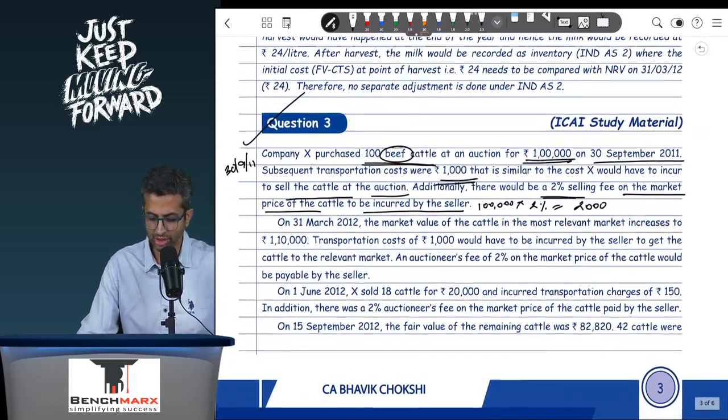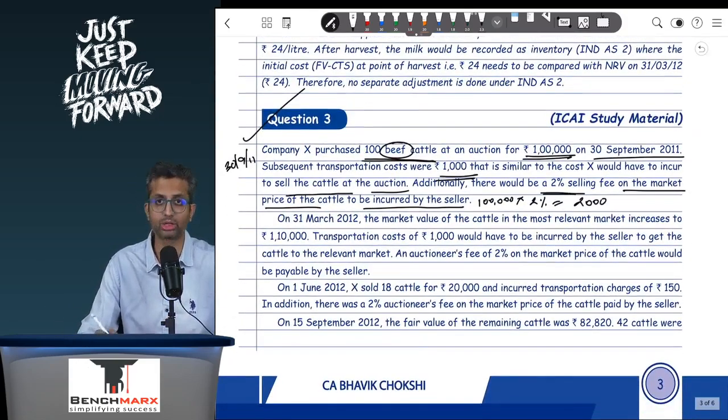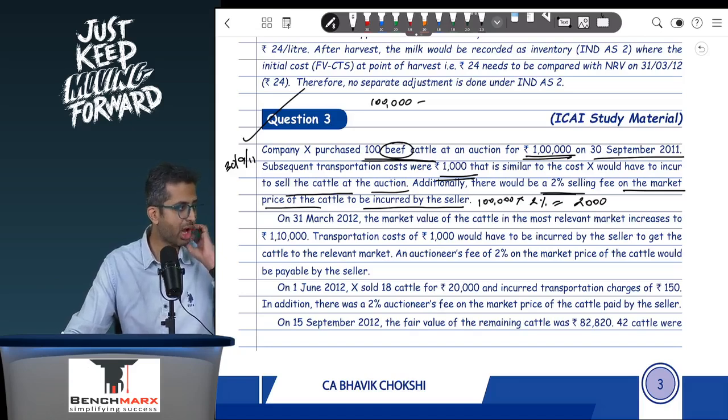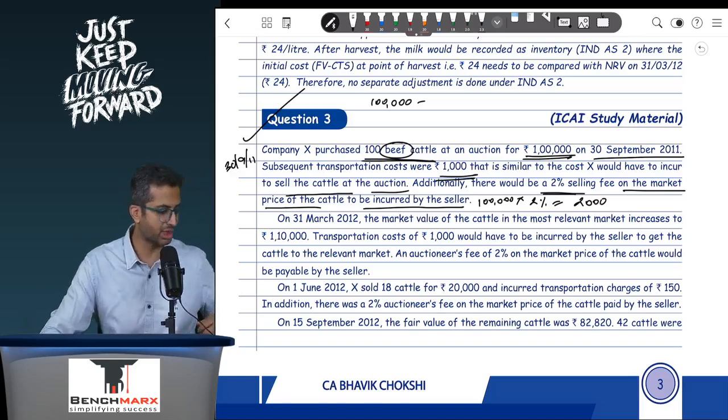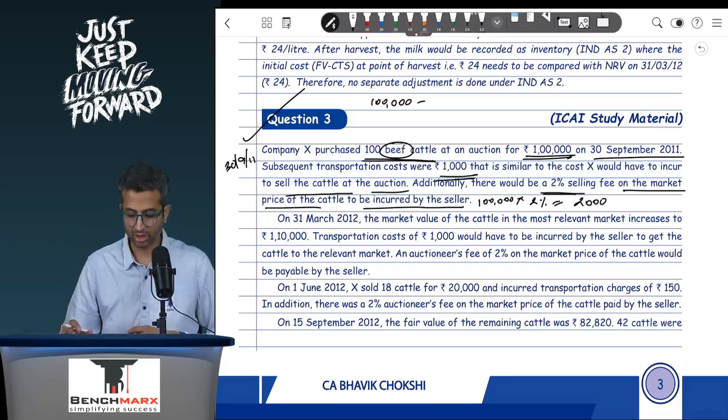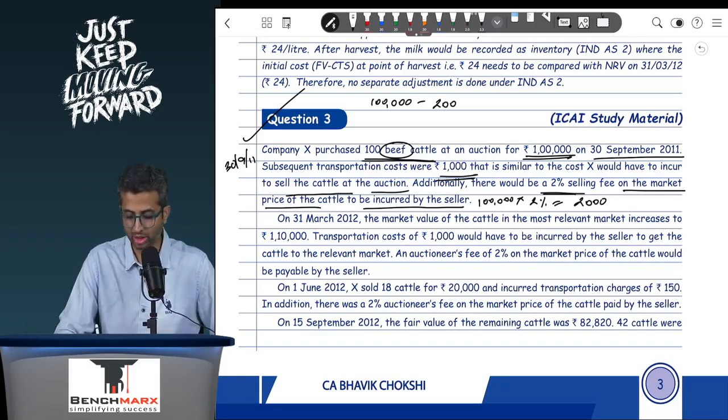So if I go to the situation on 30th September, you are purchasing the beef cattle, and what is the value? Well, 1 lakh is the fair value minus cost to sell. Now 2000 is to be incurred by the seller. So hypothetically, if I were to sell the cattle immediately, then I will have to pay another 2000 rupees for the purpose of selling this cattle. So I will subtract this 2000 over here.